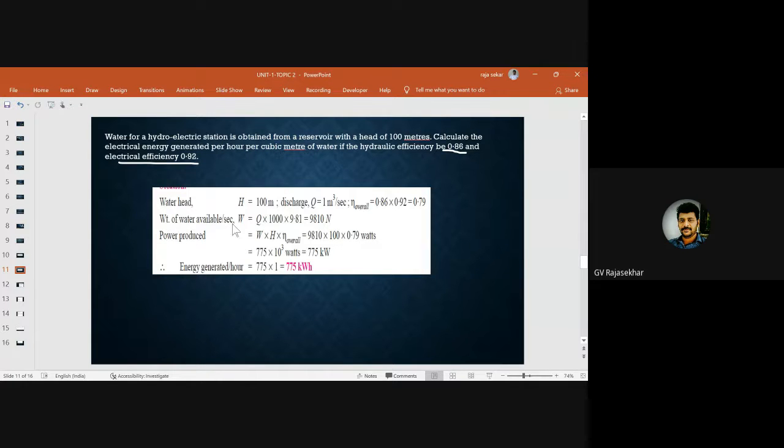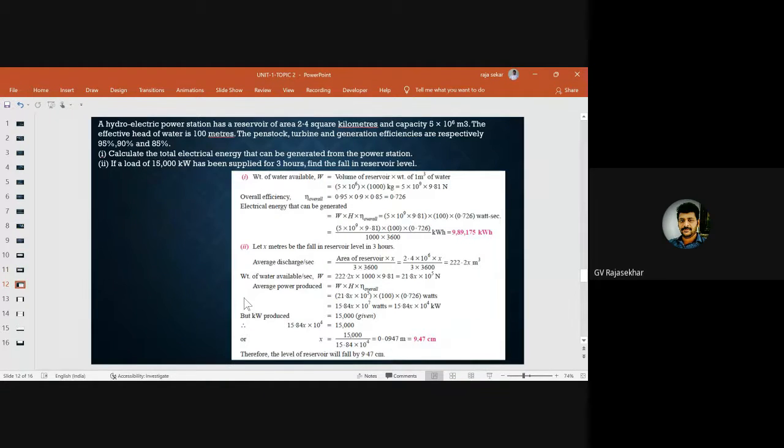So the weight of water available W is equal to Q into density into 9.81, that is equal to 9810 newtons. So power produced is equal to W into H into overall efficiency, that is equal to 775 kilowatt. If I want kilowatt hours, divide by 1000. So 775 kilowatt hours is the answer. Next.